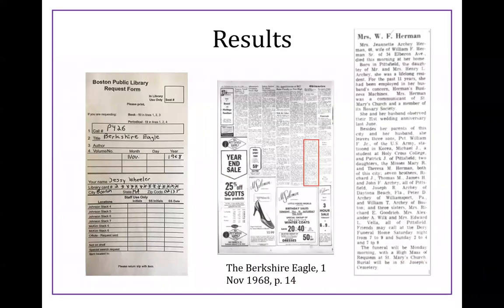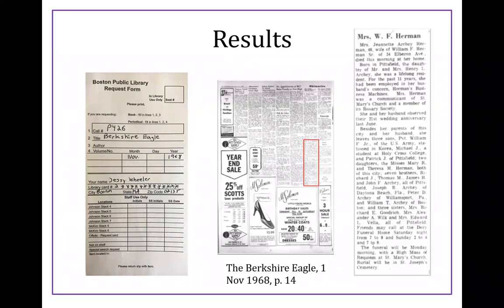So the first image on the left here, you see that is a request slip. You'd write down the call number and the title. The newspaper we have covering Pittsfield for the 1960s is the Berkshire Eagle. We know it was November 1968, so that's what we're going to put in for the year. And then you put in your name, library card number, and then your city, state, and zip code. And I don't know how well anyone can see that.